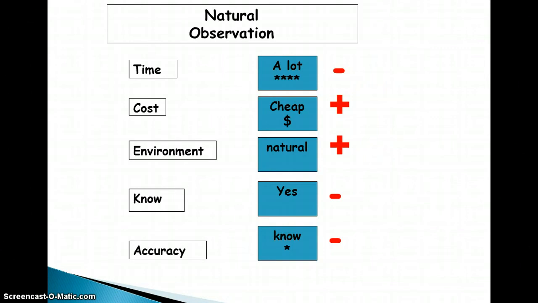Also, it's not very accurate because you as an observer might have a particular bias. In other words, you're only watching the girls, or you're only tending to look at the left side of the room or the front of the lab instead of the back of the lab. And so this changes your accuracy because you're not really observing everything that goes on in that group you're studying.